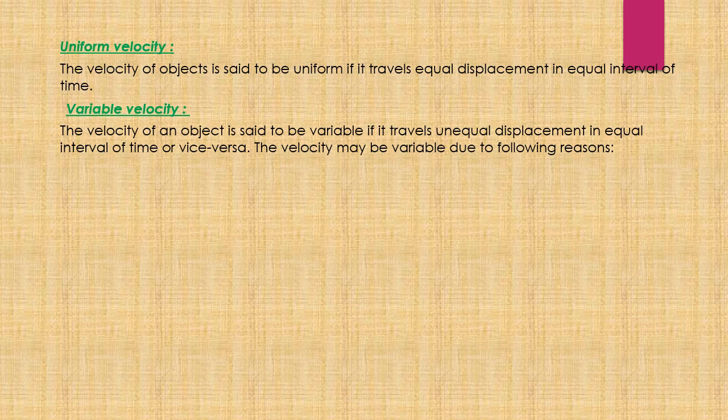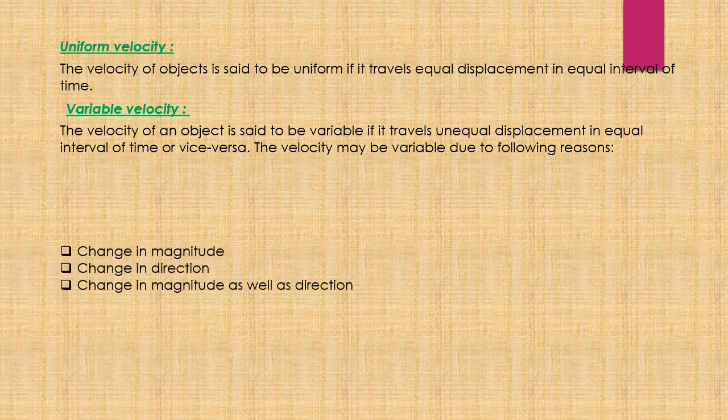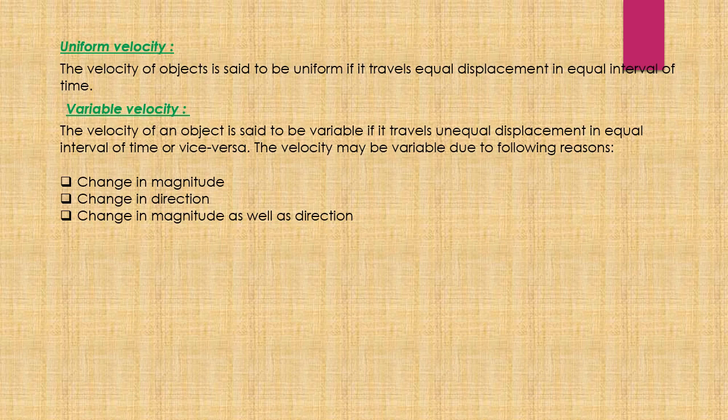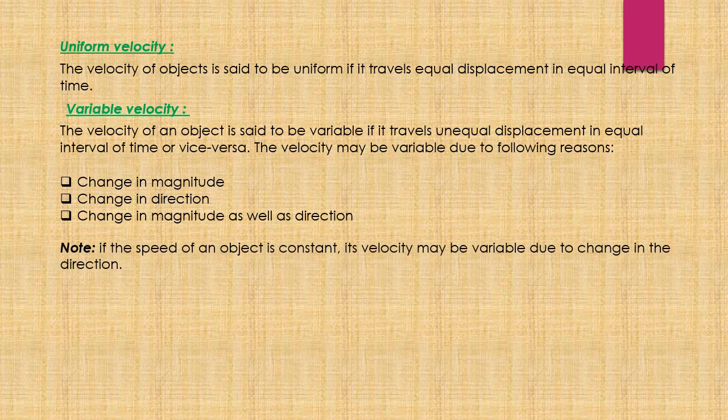The velocity may be variable due to the following reasons. First, change in magnitude; second, change in direction; and third, change in magnitude as well as direction. There is one important point that is to be noted. If the speed of an object is constant, its velocity may be variable due to change in its direction.